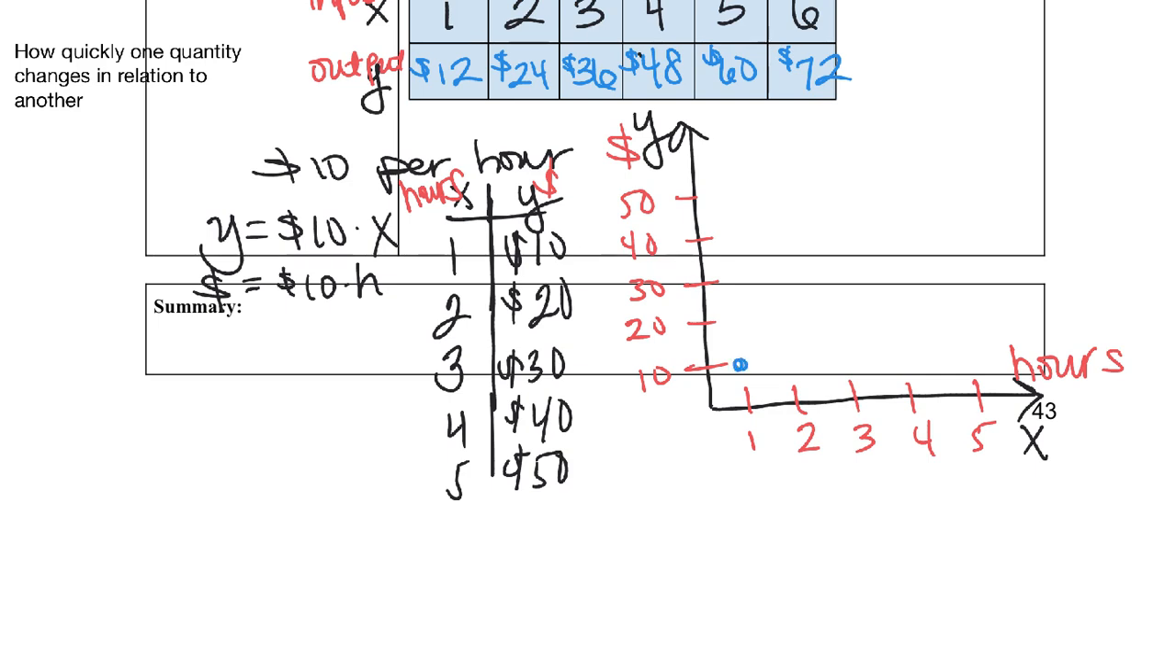If I work 1 hour, I get $10. If I work 2 hours, I get 20. 3 will go to 30. 4 is going to go to 40, and 5 is going to go to 50. And if you did it correctly, which my art is not so great, it should make a perfectly straight line, and it should go through 0, because if I didn't do anything, I made no money at all.